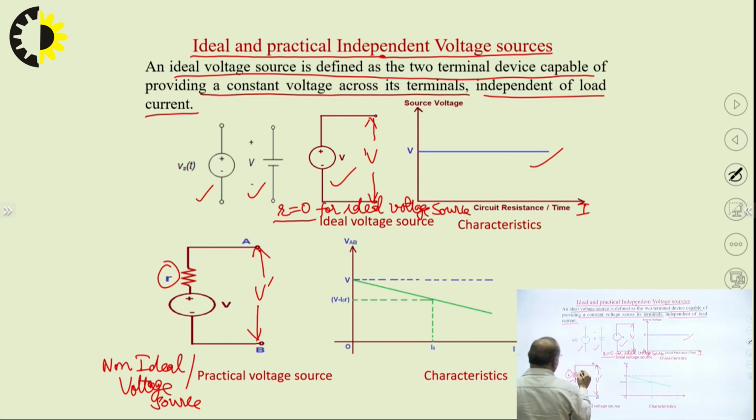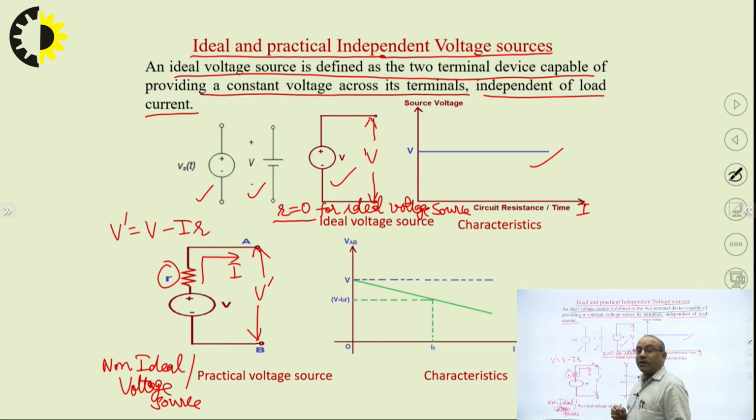So, suppose I is the current passing through this source, at that time the terminal voltage V dash will be written as V minus I r, where I into small r represents the voltage drop in the internal resistance of this non-ideal or practical voltage source. From this equation we can see, if current I is 0, the terminal voltage will be equal to the source voltage, but if current I is increasing, the terminal voltage will decrease accordingly. So, these are the characteristics.